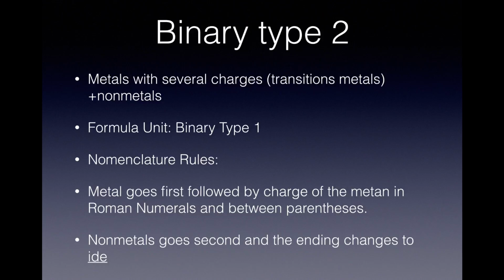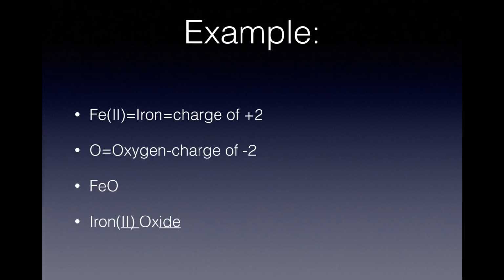Because some of these metals have several charges, let's say iron has a charge of 2 and a charge of 3. We put in parentheses the charge we are gonna use in Roman numerals, and the non-metal goes second, and the ending changes to IDE. So first goes the metal, which doesn't change, and then the non-metal does change to IDE. Here's an example of Fe(II). Iron has a charge of 2. And you might be asking why parentheses 2. It's because iron has two types of charges.